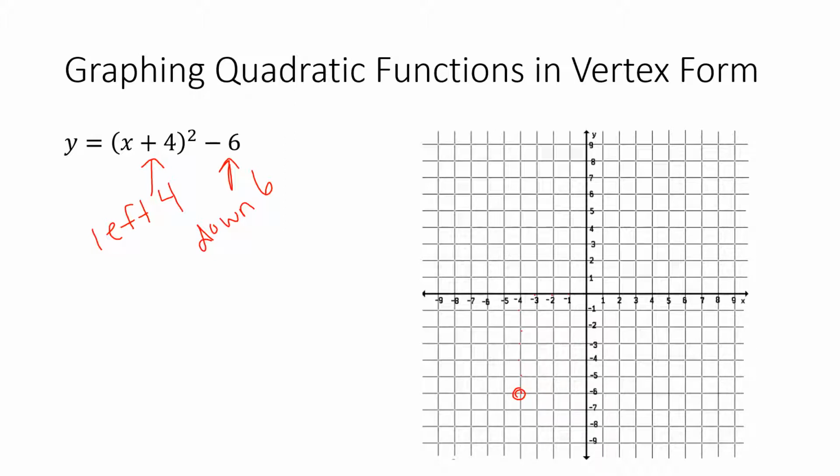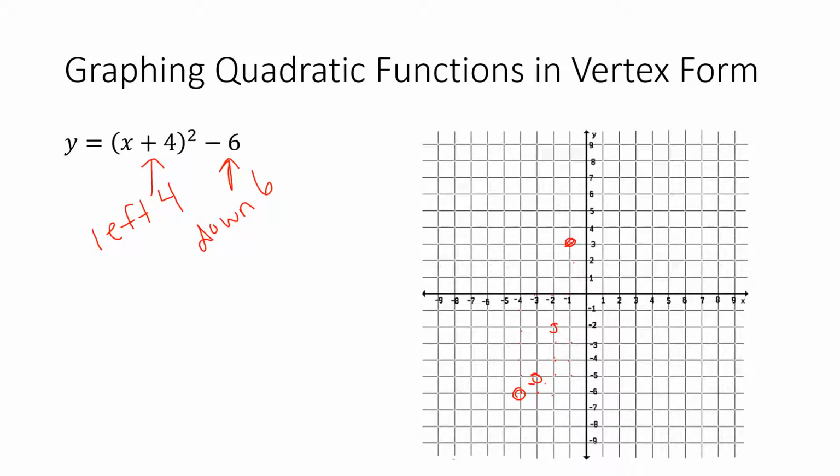That's where I'm starting. Now, there's no value out in the very front, so we're following the same basic pattern as the parent function. So from the vertex, I'm going to go over 1 and up 1. Back to the vertex, I'm going to go over 2 and then up 4. 1, 2, 3, 4. Back to the vertex, over 3. 1, 2, 3. Up 9. 1, 2, 3, 4, 5, 6, 7, 8, 9.